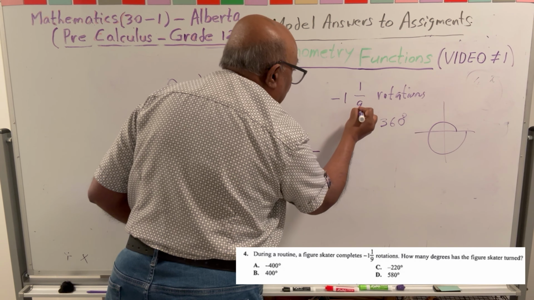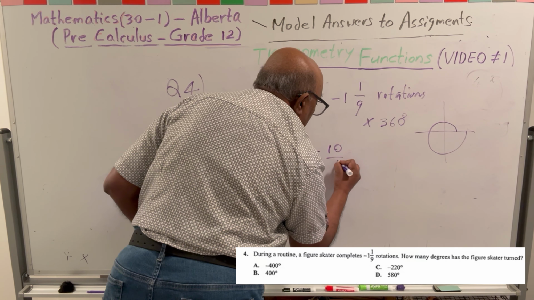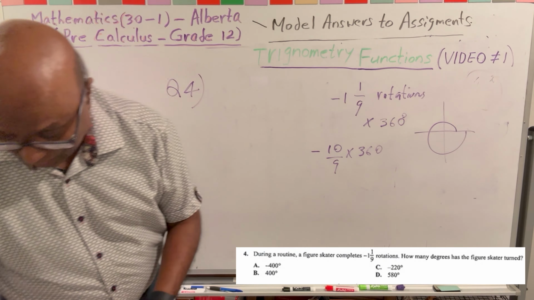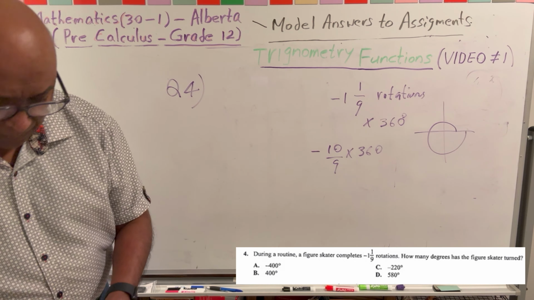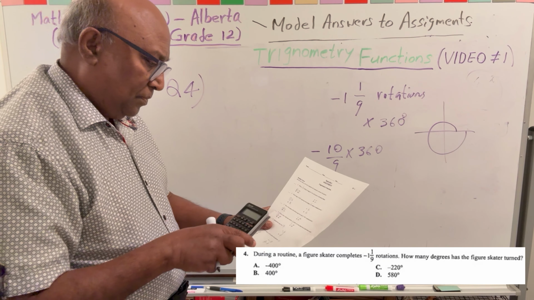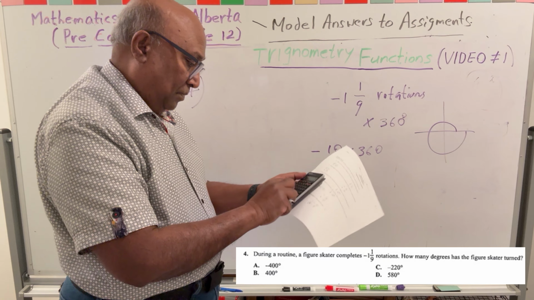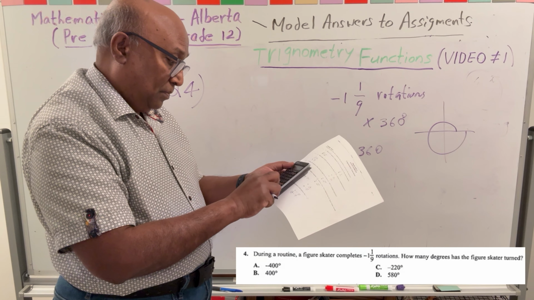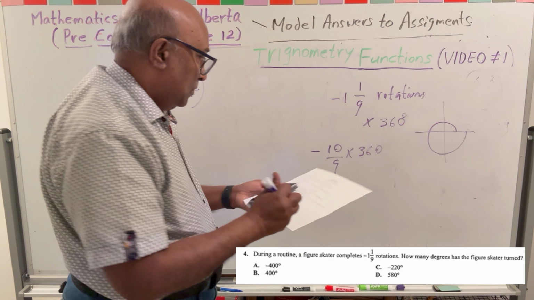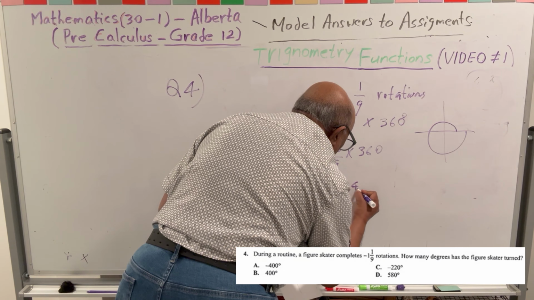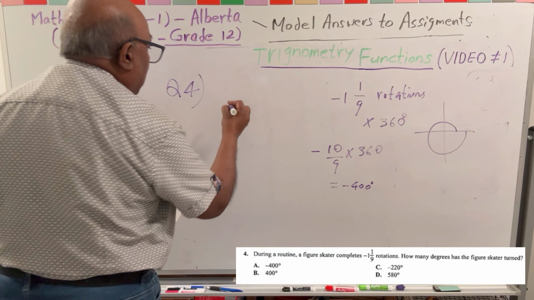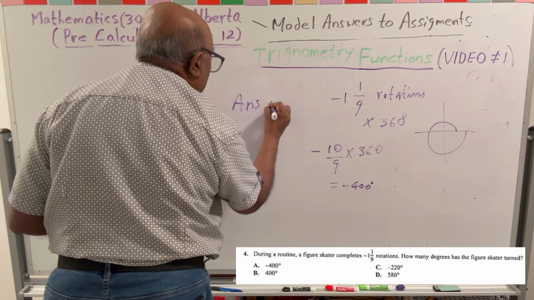Convert this into improper fractions. 10/9 times 360. Let's calculate this value. Okay, this is exactly minus 400 degrees. We are getting minus 400 degrees. Then answer number is option A.